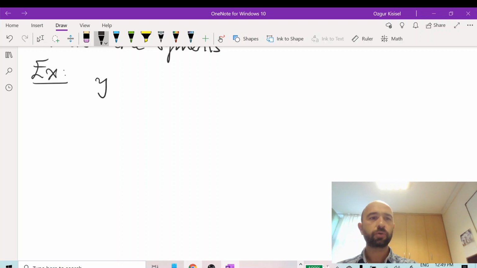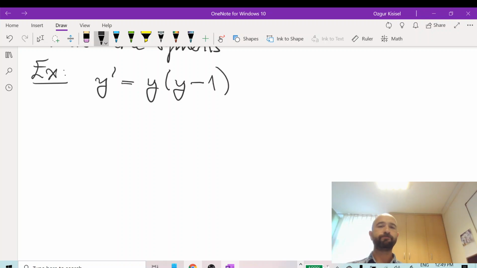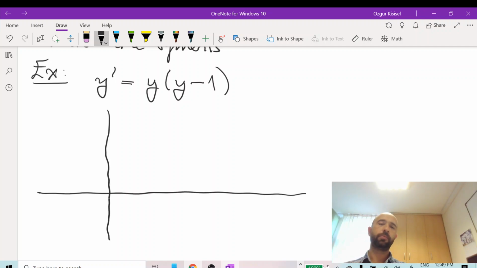Okay, let's suppose we have y prime equals y times (y minus 1). And let me draw some ty plane out here. Okay, now let me change the color of the pen for a moment.